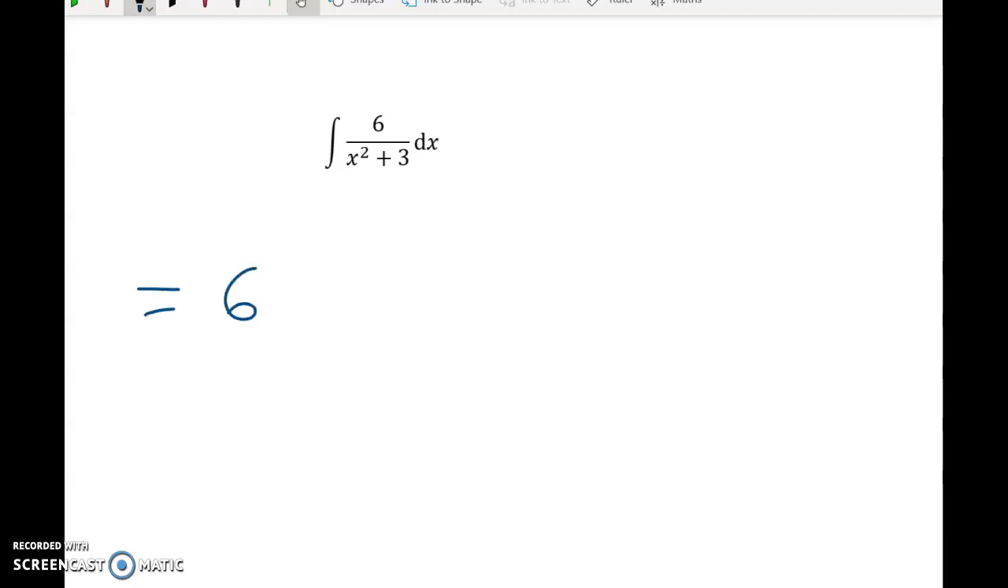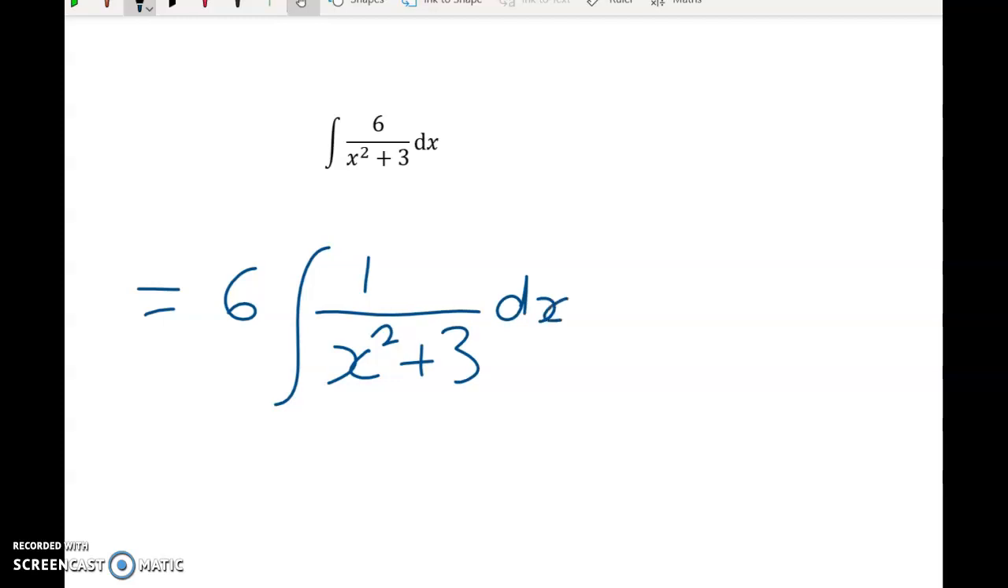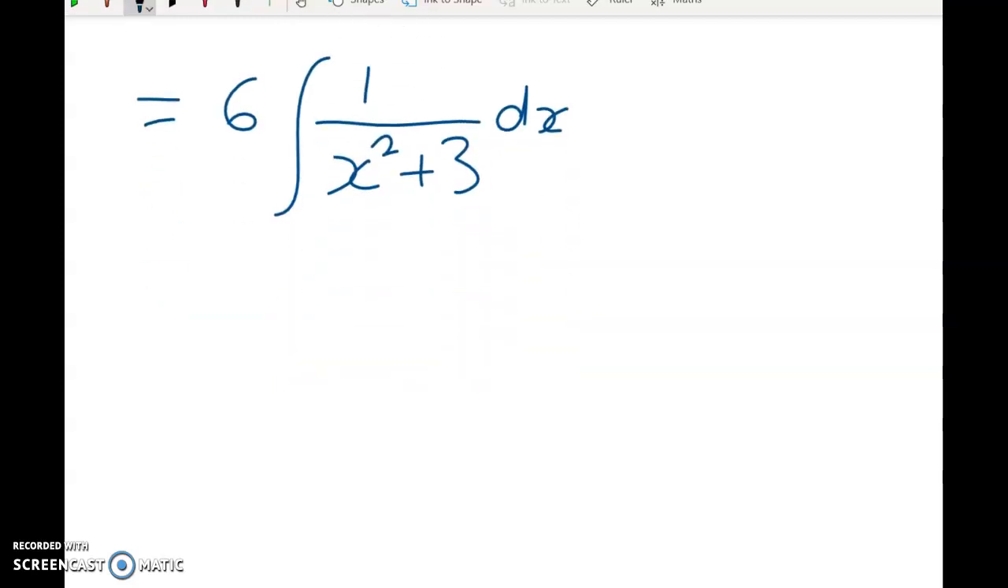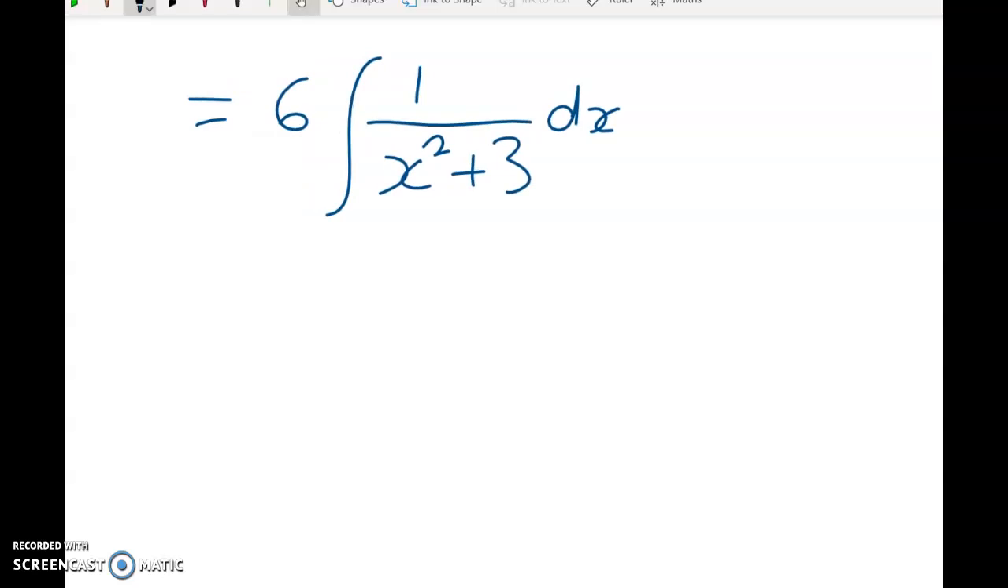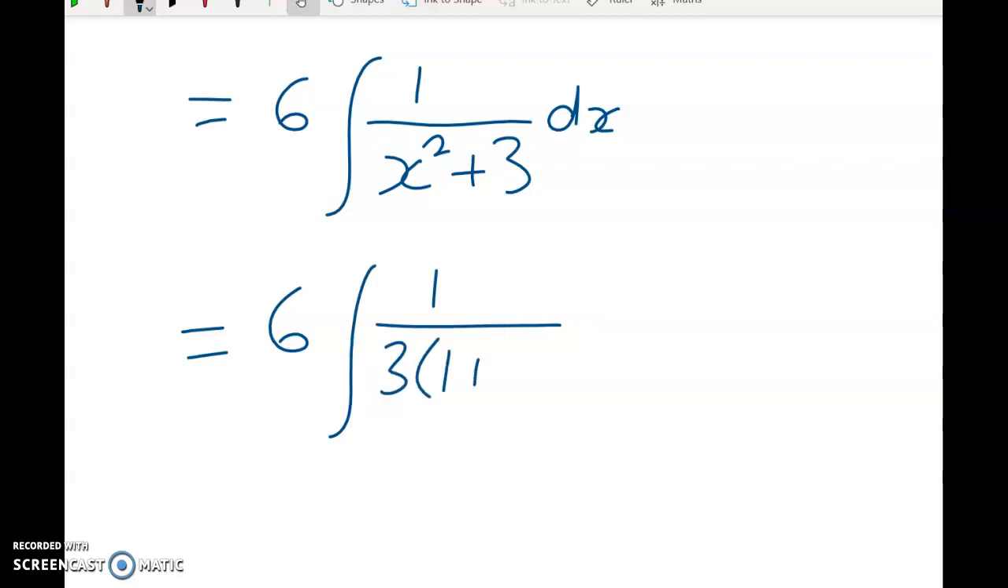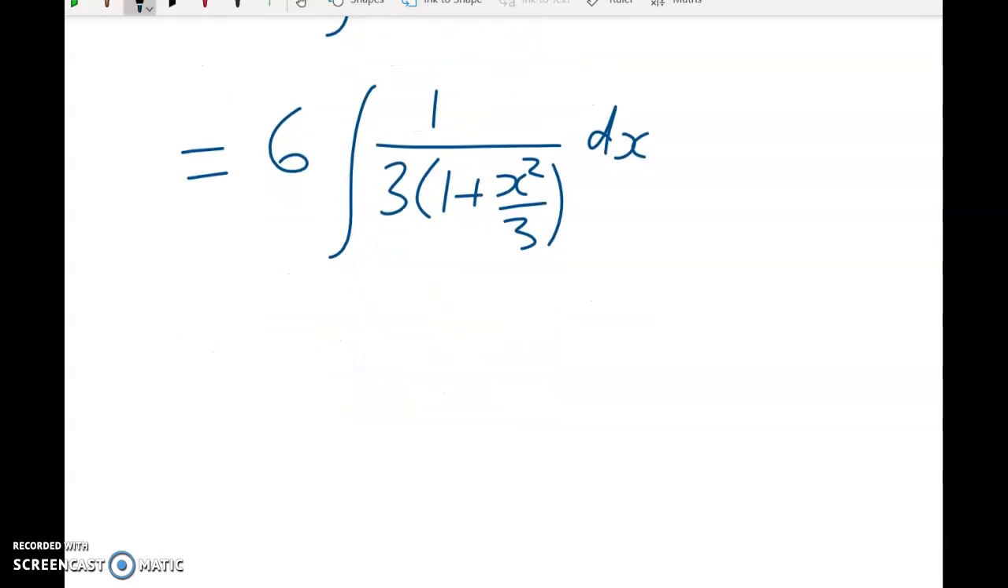So this is equal to 6 divided by 1 over x squared plus 3 dx. Now, I don't want x squared plus 3. I want x squared plus 1. So I'm going to do something like what I did back when we did the binomial work, where we forced it into the right pattern. So we're going to have 6 times the integral of 1 over 3 times 1 plus x squared over 3 dx. And now it suddenly gets much more obvious to spot the pattern that fits with the tan inverse.